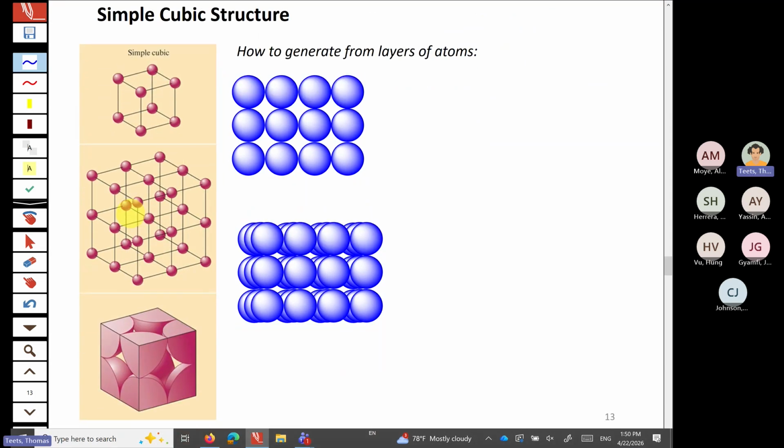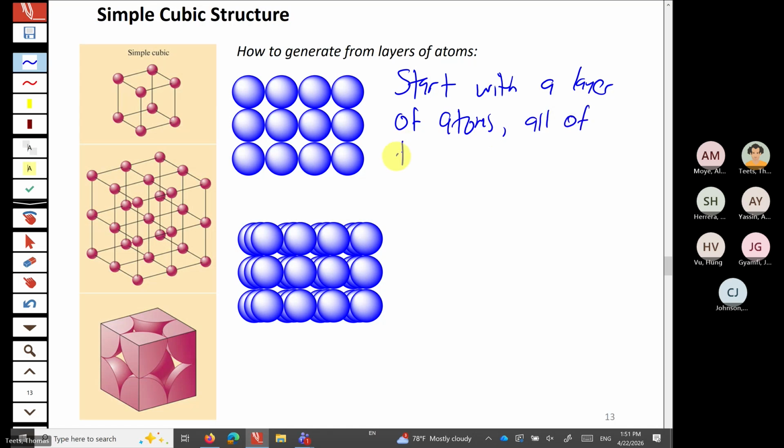So for some of these structures, it's helpful to think about how we generate them from a layer of atoms. So we start with 2-dimensional layers, then we can stack those layers to generate these 3-dimensional structures. So this is how it works for simple cubic. You start with a layer of atoms. Now all the atoms are touching one another. They're as close together as possible, except that each layer is sort of eclipsed on top of the other one. So it's a row of atoms, and then directly below that is another row of atoms. You're not slipping the layers at all. They're just stacked in this way.